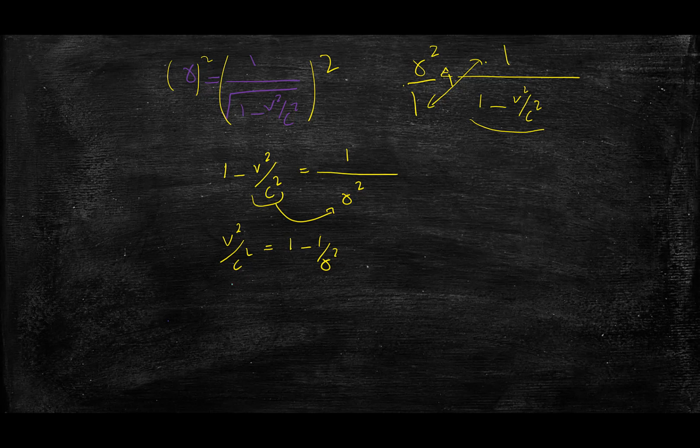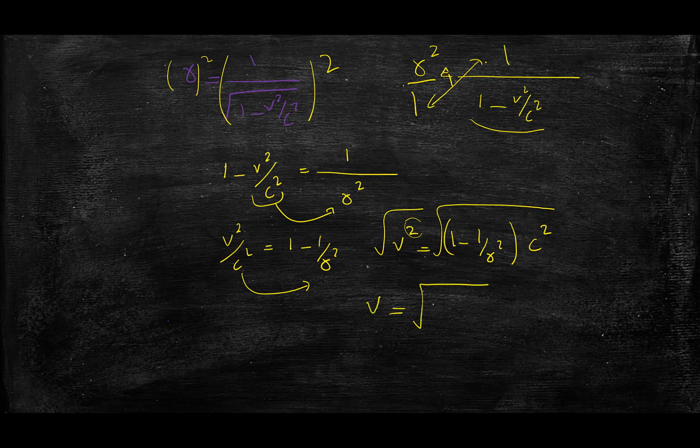And then once I have this, I'm just going to solve for v squared. I'm going to bring c up, so I'm going to multiply by c squared on the other side. I will have v squared equals (1 minus 1 over gamma squared) times c squared. And in order to get rid of the power here, I'm just going to square root both sides. I'm going to be left with v equals the square root of 1 minus 1 over gamma squared, and then the square root of c squared is just c. Perfect. Now all I need to do is plug in gamma.